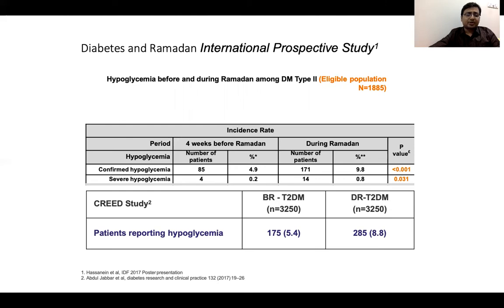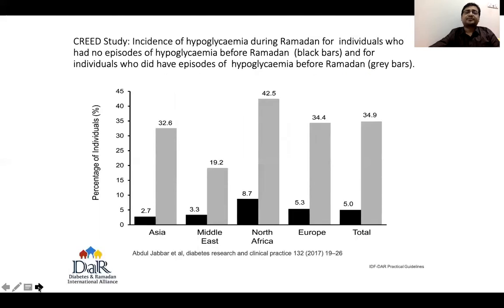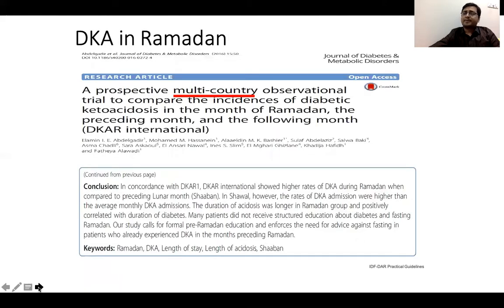And in the CREED registry also, we did find the patients reporting hypoglycemia went up from 5.4 to 8.8%. The incidence of hypoglycemia during this period for individuals who had no episodes of hypoglycemia before has been shown in the black bars, and for individuals who did have episodes of hypoglycemia before, in the gray bars. This study was done by Abdul Jabbar et al. and was published in Diabetes Research and Clinical Practice in 2017. You can easily see that for Asia, Middle East, North Africa, Europe, and as a total, the incidence shown in the black bar, the percentage of individuals, is 2.7, 3.3, 8.7, 5.3, and 5.0 compared to the gray bar. So it is quite understandable that the incidence of hypoglycemia is quite high.